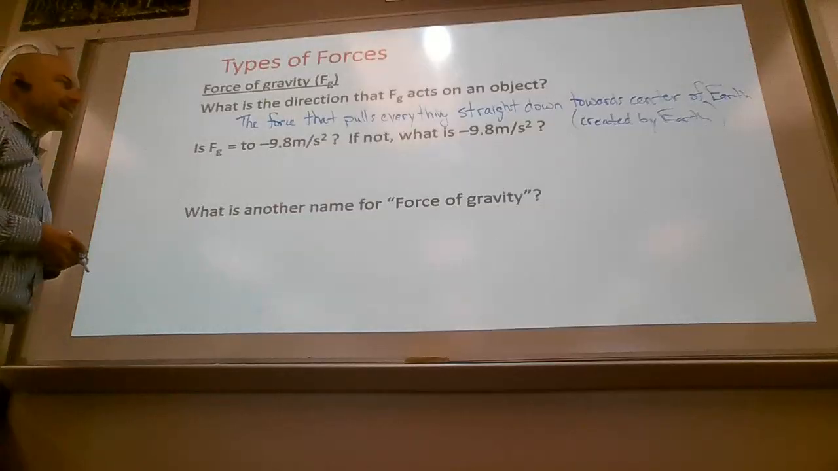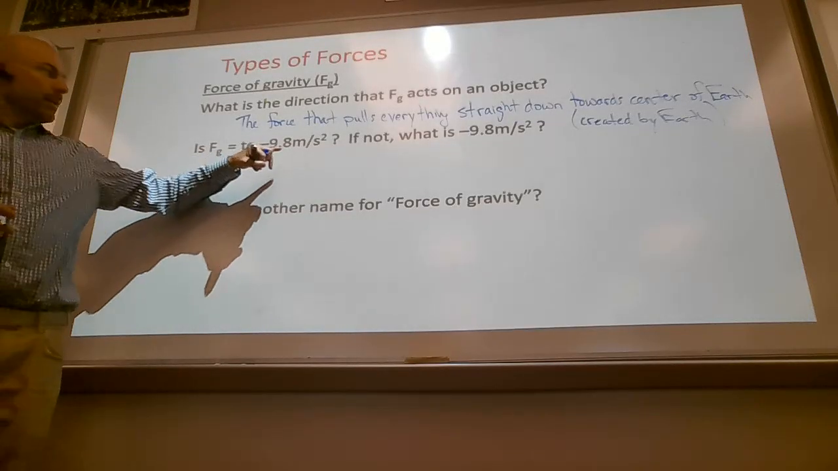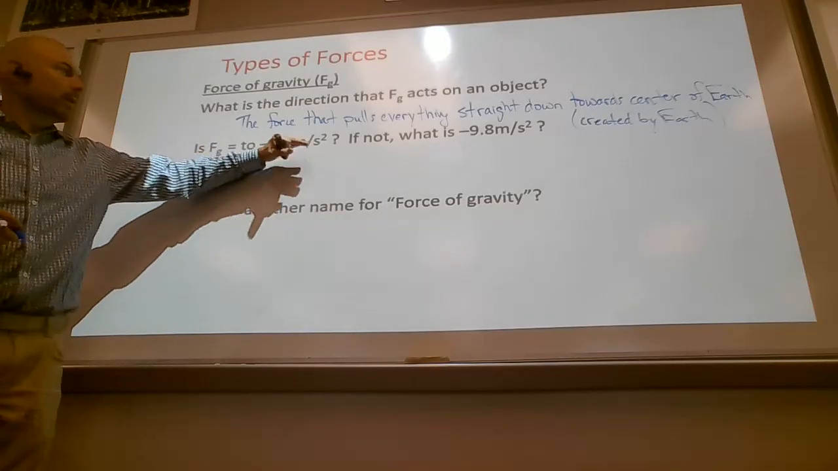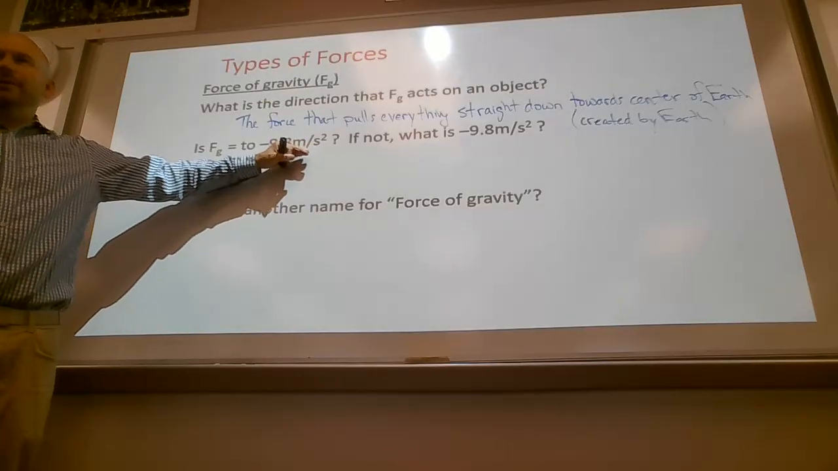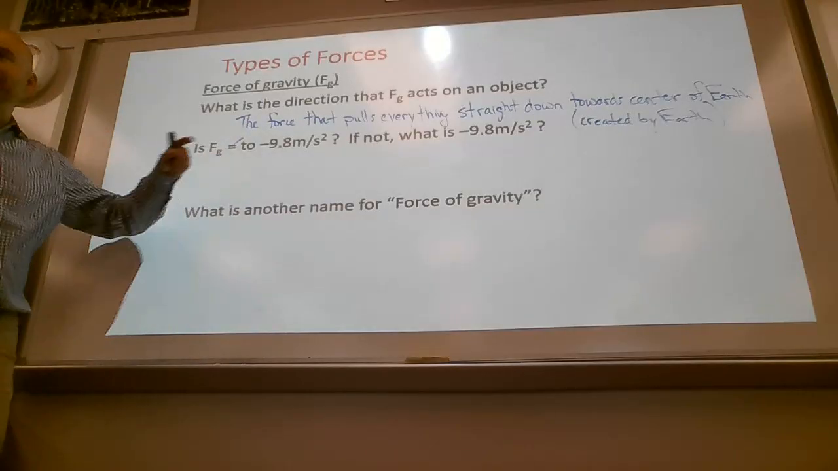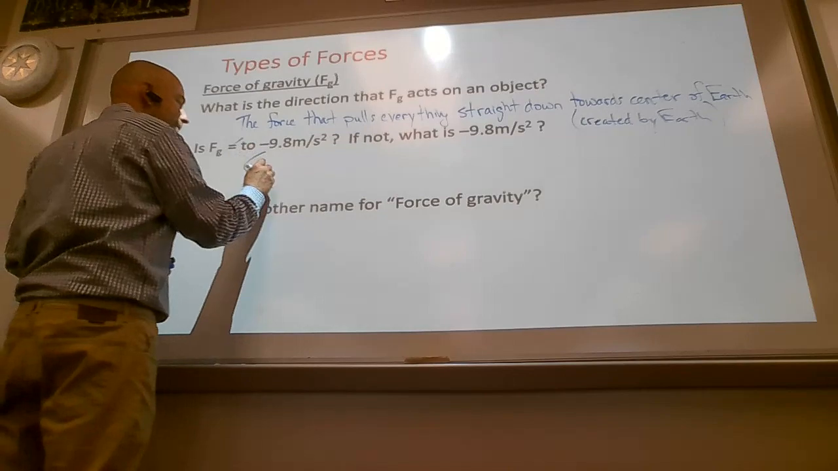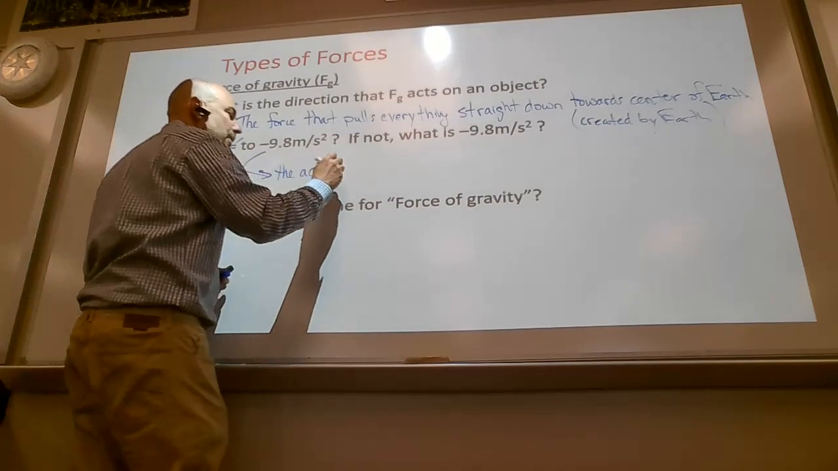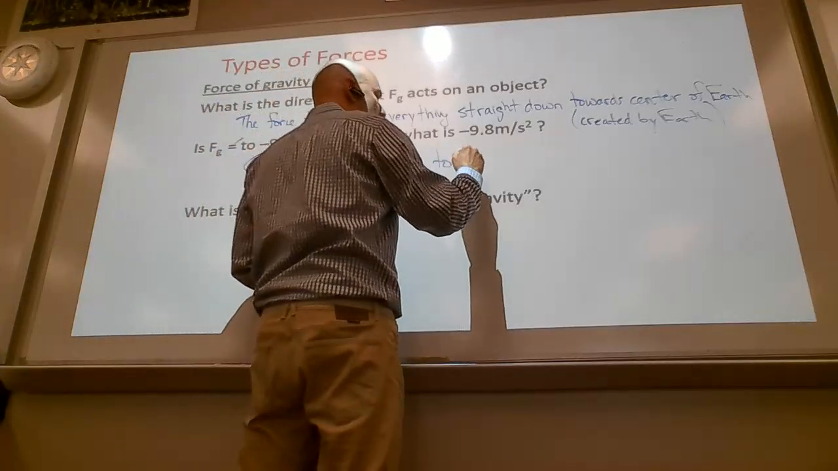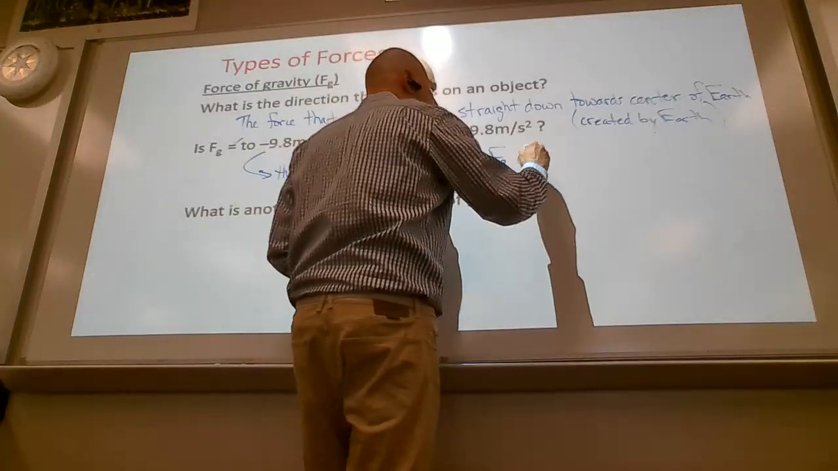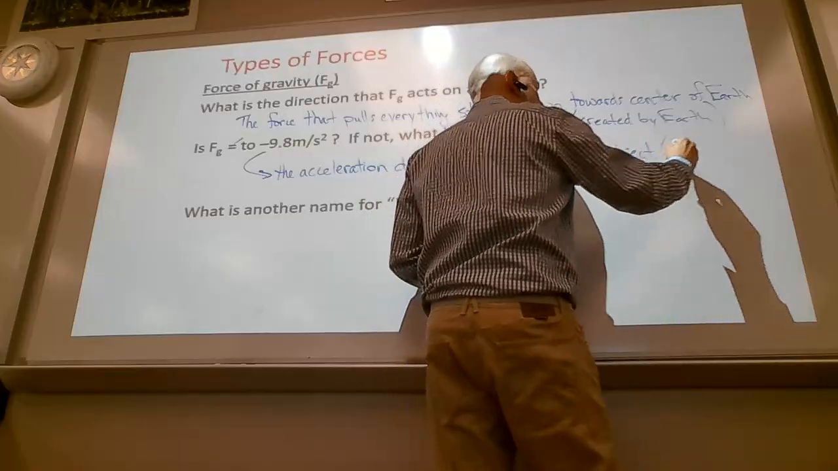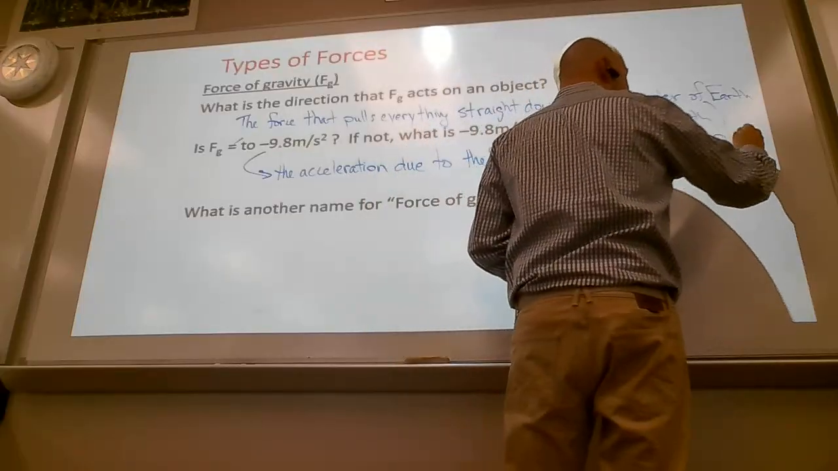All right, big misconception here. People think, oh, force of gravity is equal to negative 9.8 meters per second squared. What measurement corresponds to meters per second squared? Acceleration, not a force. That is not the same thing. This is the acceleration due to the force of gravity acting on an object. Think of it in free fall.